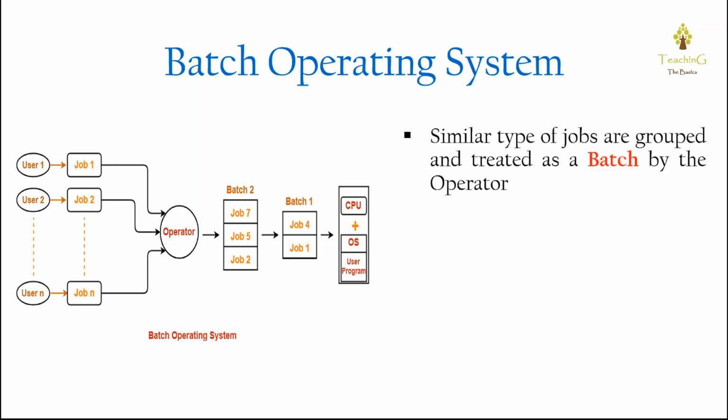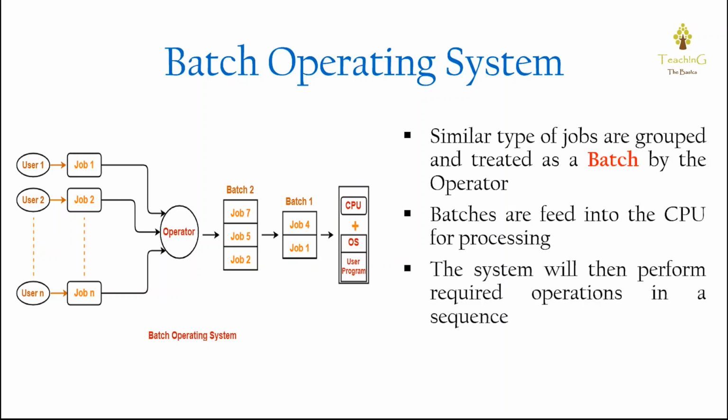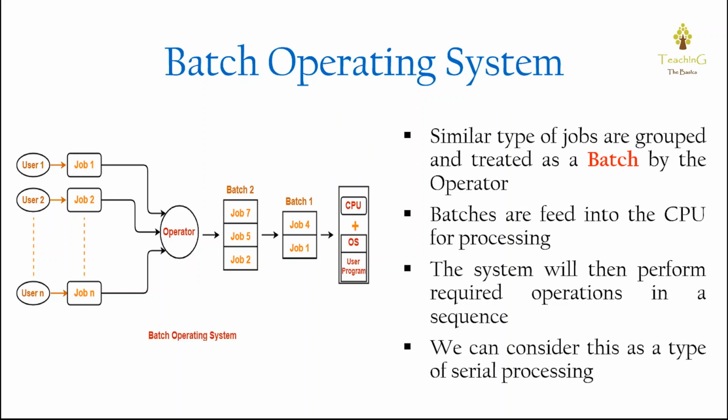Similar type of jobs are grouped and treated as a batch by the operator. Now all the users are submitting their jobs to the operator. The job of the operator is to group the jobs, make them a batch, and feed them to the CPU. So now the batches are fed into the CPU for the processing, and the system will then perform the required operations in a sequence, and we can consider this as a type of serial processing.